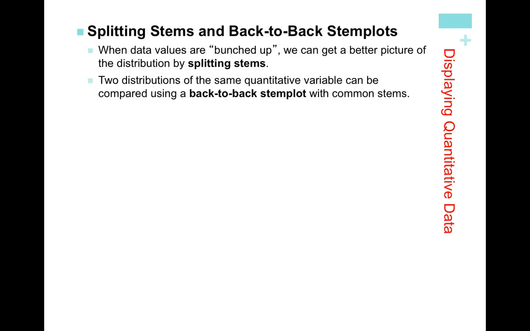You can also split stems in a stem and leaf plot, and you do that when the data values are kind of bunched up or maybe in a very small range. When you split stems, you'll see in just a second what that looks like, but essentially you're going to have a stem, like if you had the tens, like we just saw, you'd have 2 ones for stems and then 2 twos for the 20s and so on. And then you can compare with back-to-back stem plots, which you'll also see momentarily.